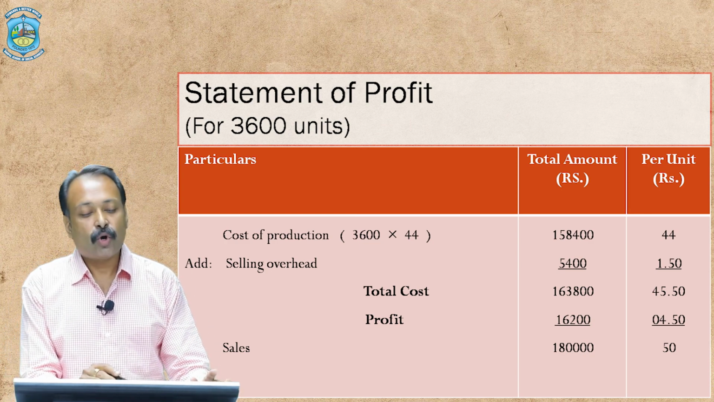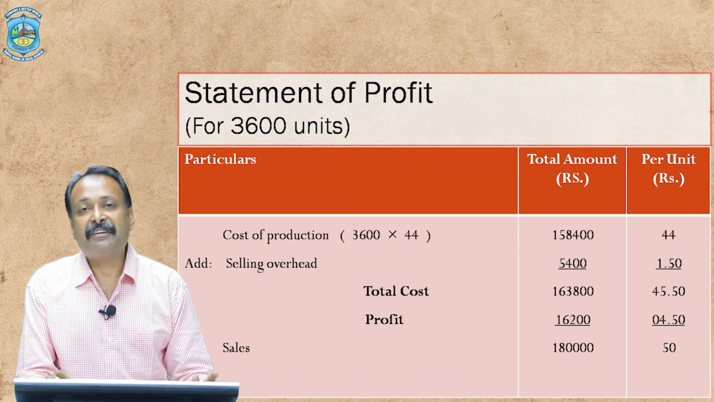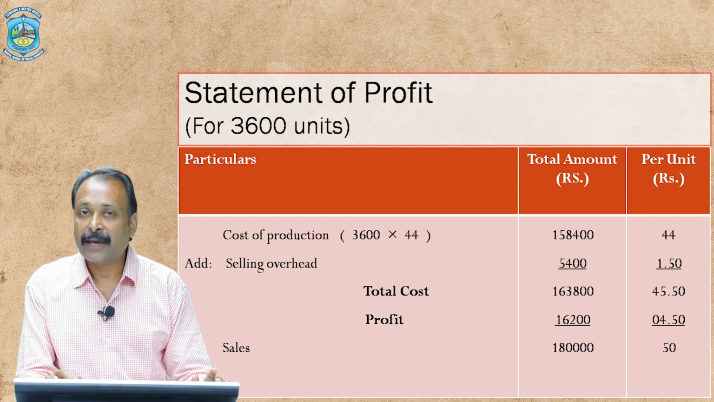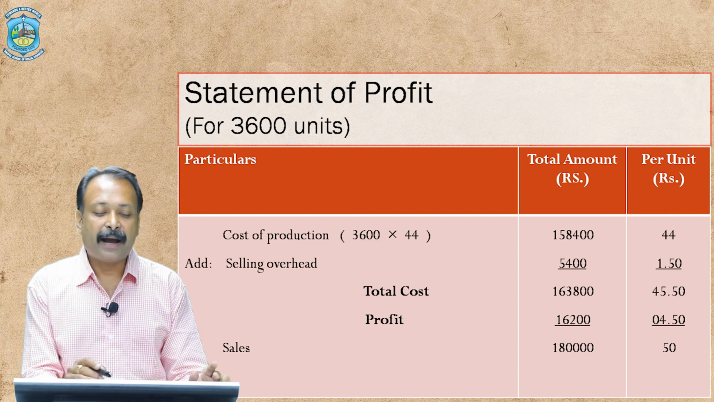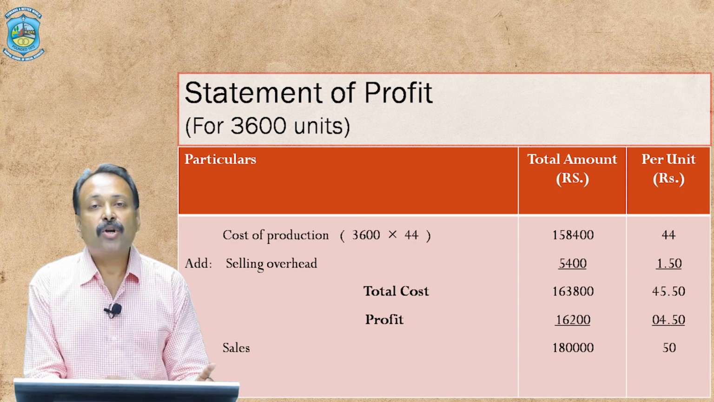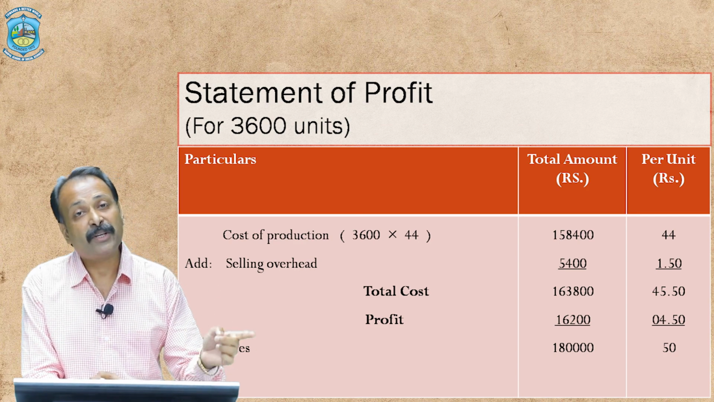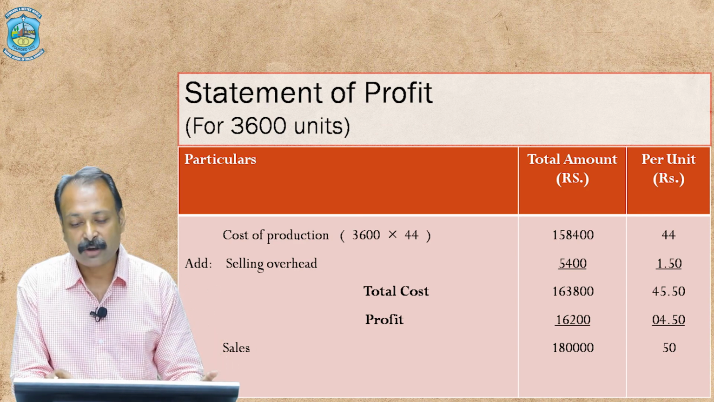As you can see, cost of production for 3,600 units is 1,58,400. How do we calculate it? We calculated it by multiplying 3,600 by 44 rupees per unit. So, the total cost of production for 3,600 units at the rate of 44 rupees per unit is 1,58,400.